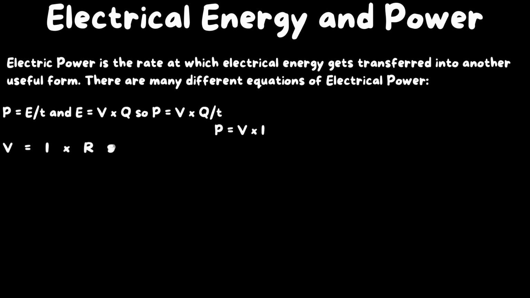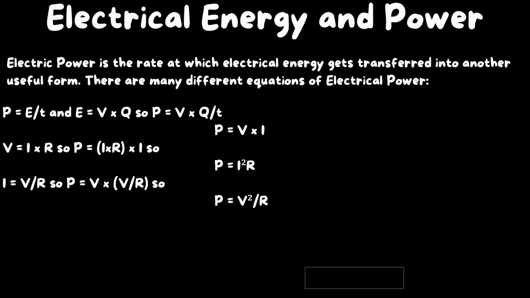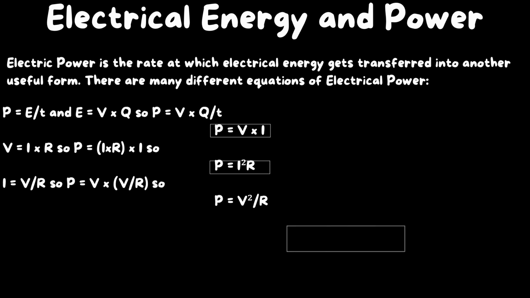V is equal to IR, so P equals I times R times I, and so power equals I squared R. Similarly, I equals V over R, so P equals V times V over R, so P equals V squared over R. These three equations will be provided to you in the exam, but they can ask you.